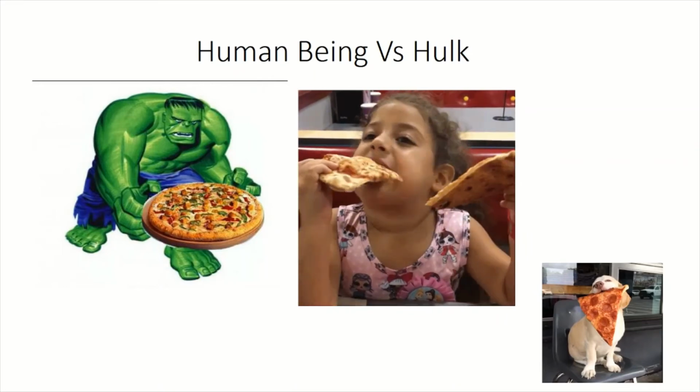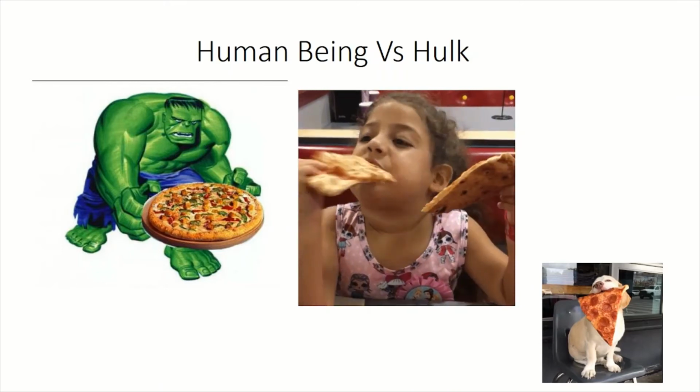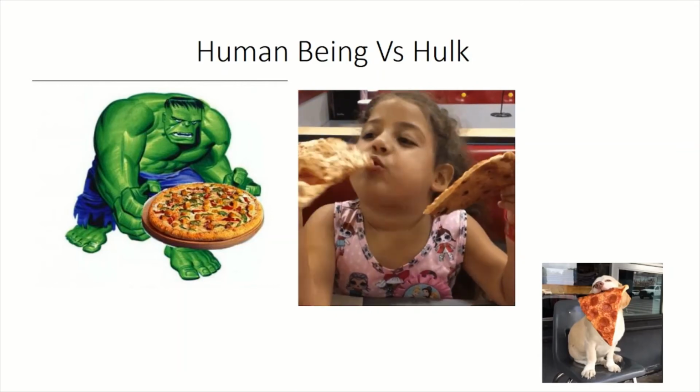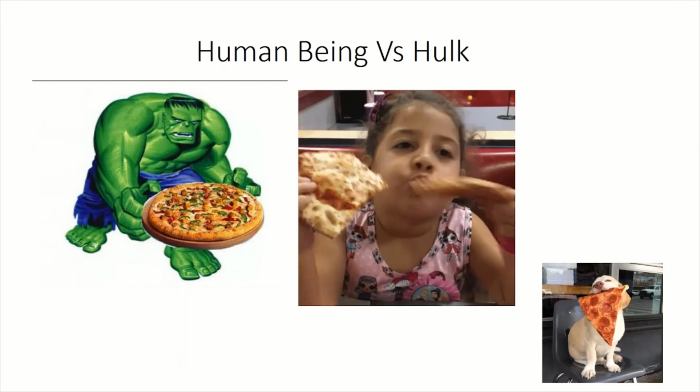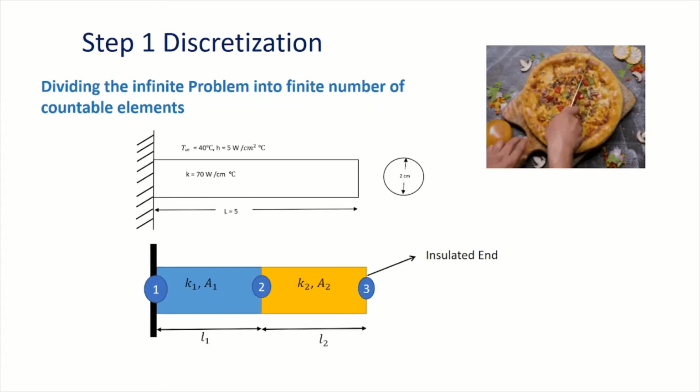Now, before I start, suppose you give pizza to a Hulk, he will eat the whole pizza. That's why he's Hulk. But if you give a pizza to a small girl or a small puppy, they will take a slice of that pizza. What I want to say is, problems or anything in the world are bigger. Whether you want to eat something or solve a problem, you have to discretize it. You have to divide that problem into a smaller number of chunks. So the first step is discretizing the element, just like slicing the pizza.